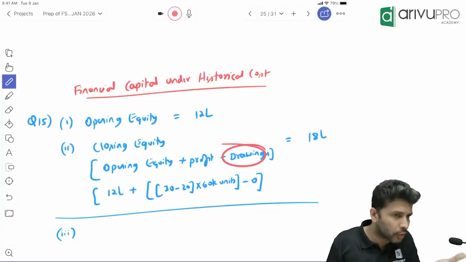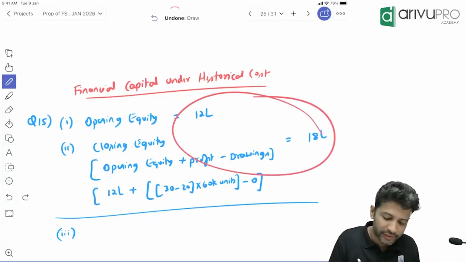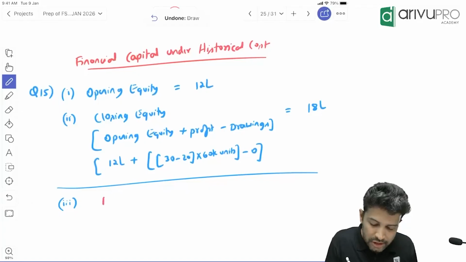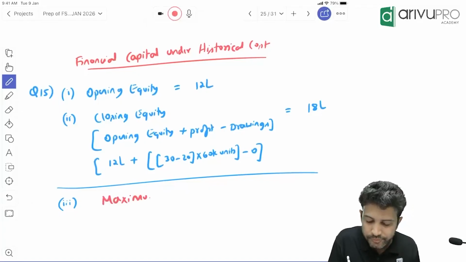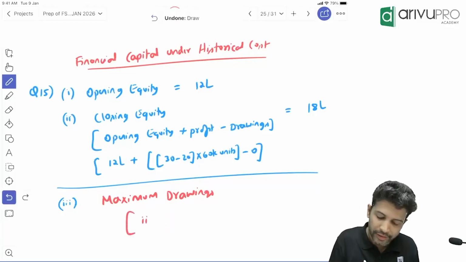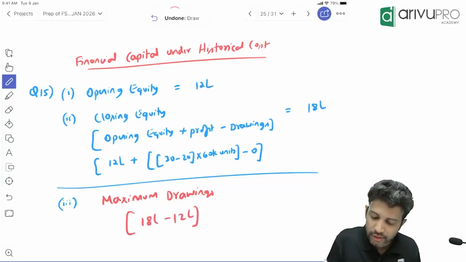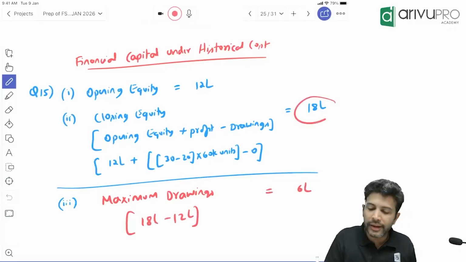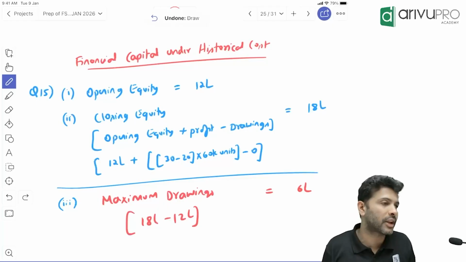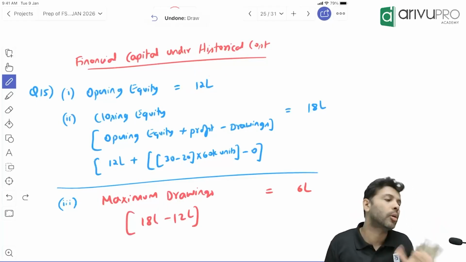Why will equity reduce? Because of drawings. If you draw the money, capital will reduce. That means how much can you withdraw over here? 6 lakh. What is the maximum drawings? 18 lakh minus 12 lakh, which is 6 lakh rupees. So from 18 lakh, if you withdraw 6 lakh rupees, capital will reduce and become 12 lakh. And what is your opening capital? 12 lakh. That's what historical cost method says.